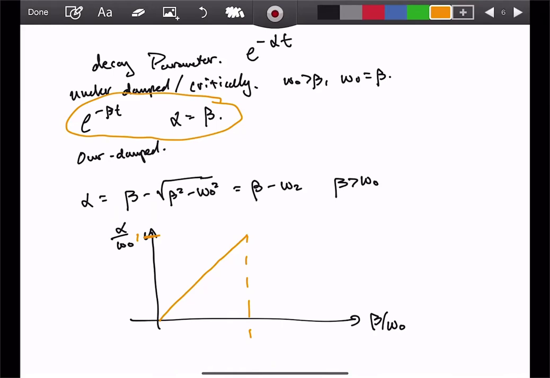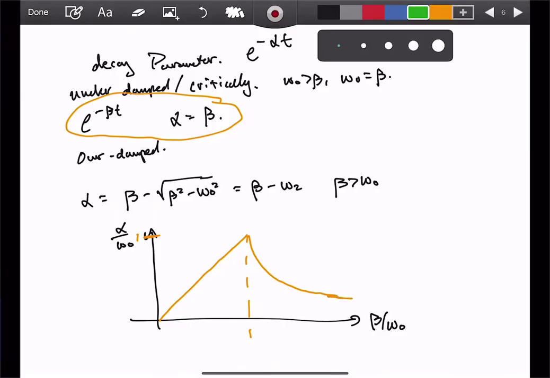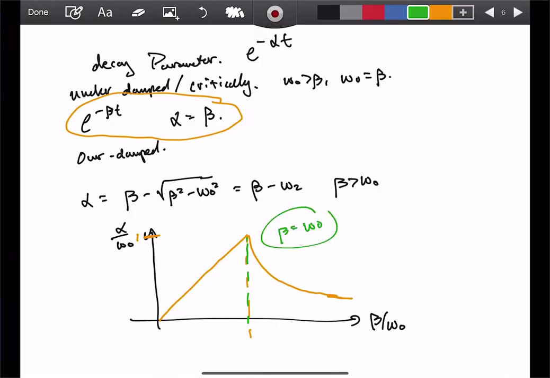After that, this is going to decrease, something like this, which means that this decay parameter gets smaller as beta gets bigger because of this overdamping term. So it doesn't damp as quickly. Because of that, the greatest amount of damping we're going to get is this point here, where beta is equal to omega 0. So this is the biggest amount of damping that we're going to get in this case.